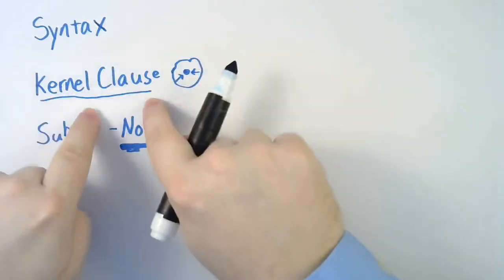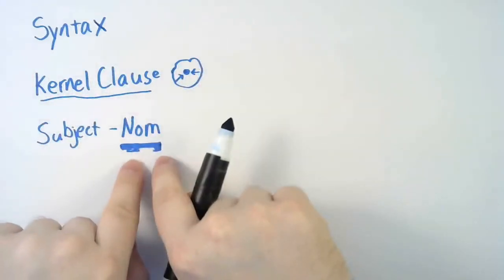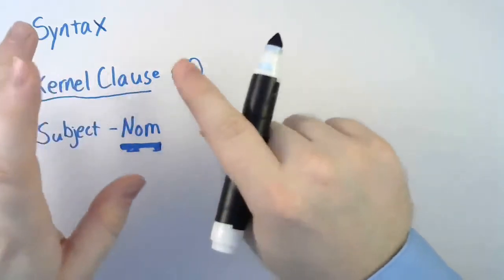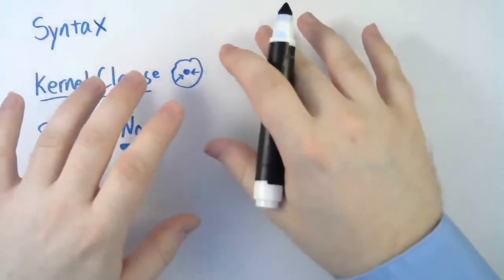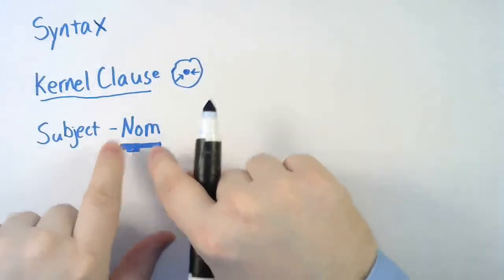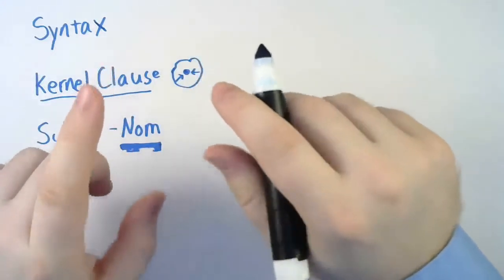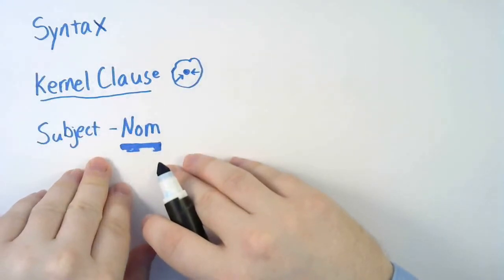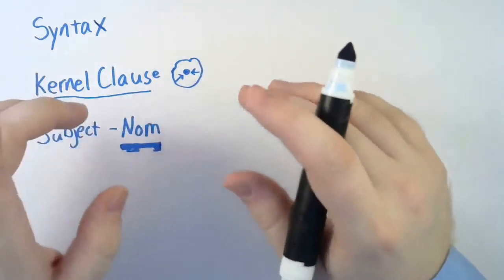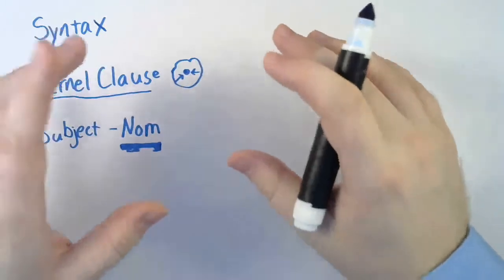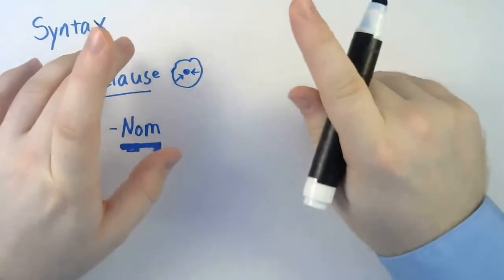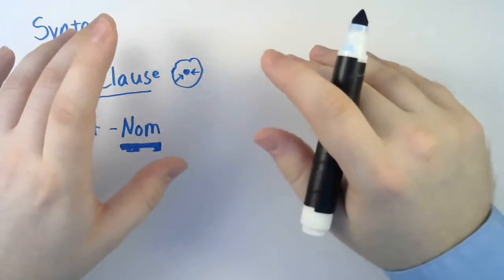So when you look for your kernel clause, the first thing you have to do is look for your subject and your verb. Now, it might be easier to find your verb first, then find the subject, but those are the two important things: to find the main verb and the main subject. In fact, later on, I believe we're going to start off looking for verbs, because the verb will help us figure out what the subject is, but we'll get to that probably next time.